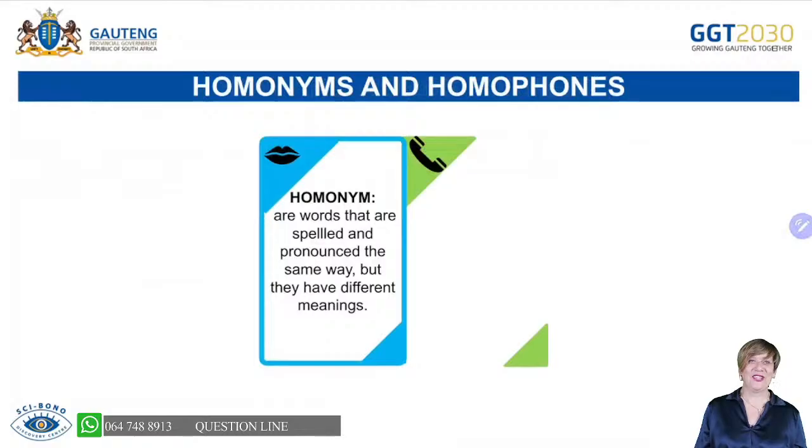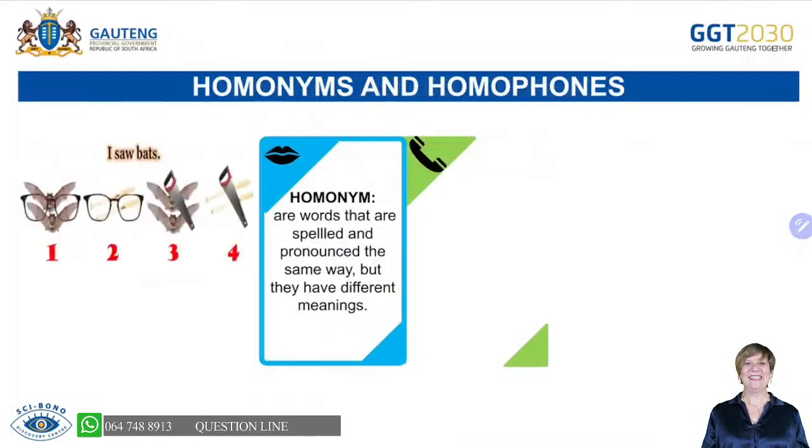Have you drawn your little picture? It's easy. I saw bats. It's really easy. Is it? No, it isn't. Because that sentence can mean so many different things. Let me show you. Look at number 1. I saw, these are glasses, I saw bats. In a minute. The bats, flying ones.